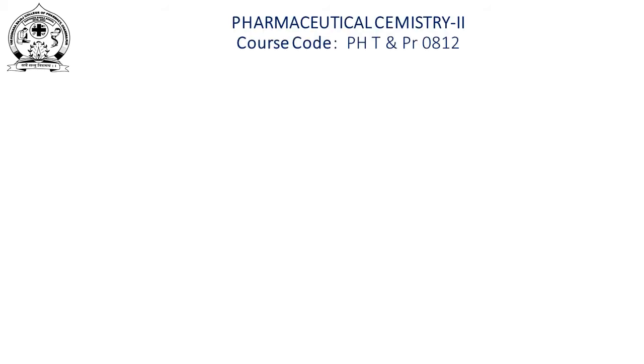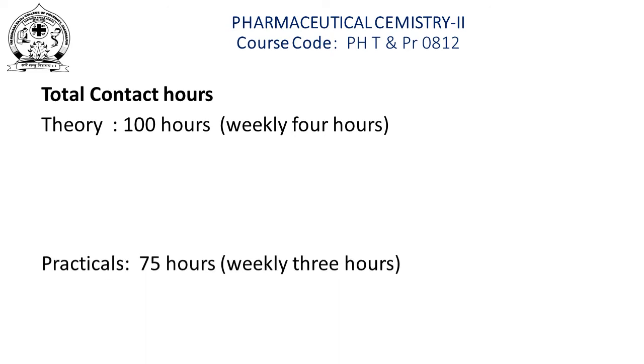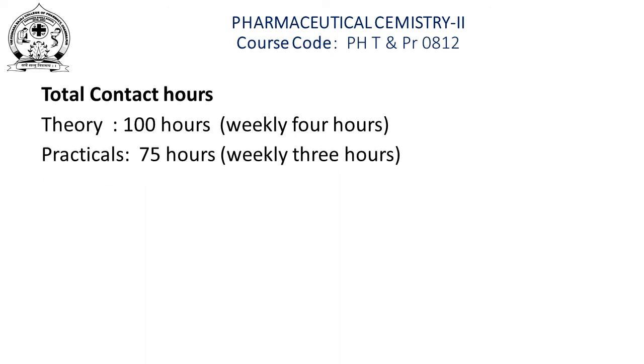Let's see the course code of PC2. Here the course code is 0812. Next we will see how many contact hours we require to complete this course. For theory, a minimum of 100 hours is required, engaged by taking 4 classes per week. To complete the practicals, the minimum required is 75 hours, by taking 3 hours per week.